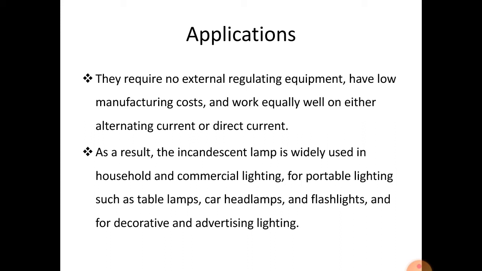Then what are the applications of this type of lamp? They require no external regulating equipment, have low manufacturing cost, and work equally on either alternating current or direct current, meaning it can operate on AC supply as well as on DC supply. As a result, the incandescent lamp is widely used in household and commercial lighting, for portable lighting such as table lamps, car headlamps, flashlights, and for decorative and advertising lighting.